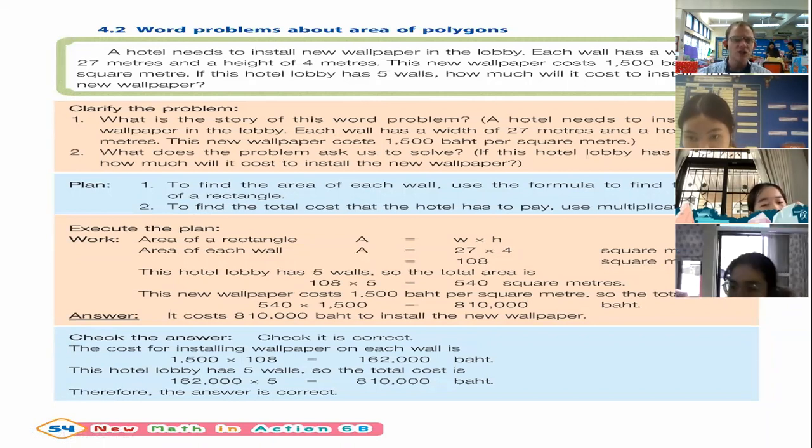A hotel needs to install new wallpaper in the lobby. Each wall has a width of 27 meters and a height of 4 meters. This new wallpaper costs 1,500 baht per square meter. If the hotel lobby has 5 walls, how much will it cost to install the new wallpaper?